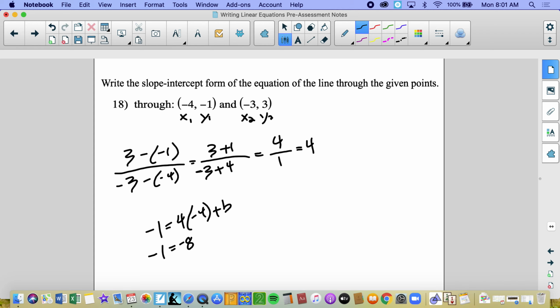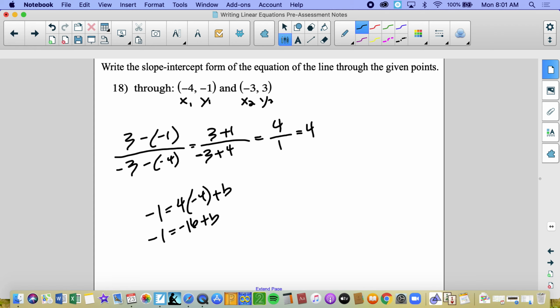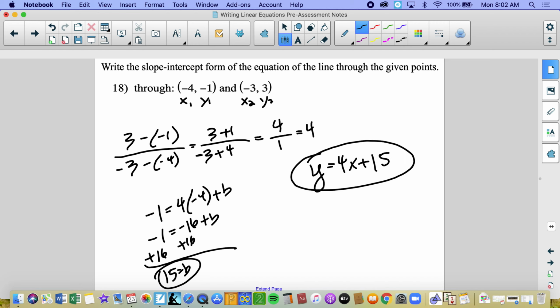-1 equals negative, oh, not -8, it's -16 multiplying. We're going to add 16 to both sides. That gives me 15 equals b as my y-intercept. So my formula is going to be y equals 4x plus 15.